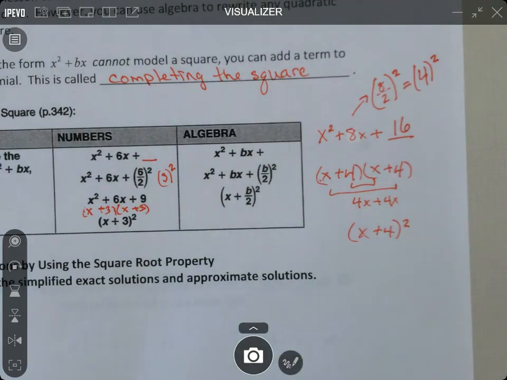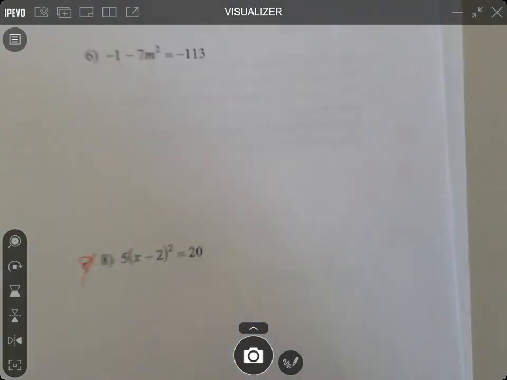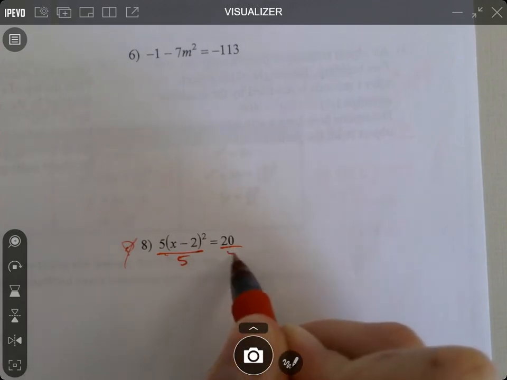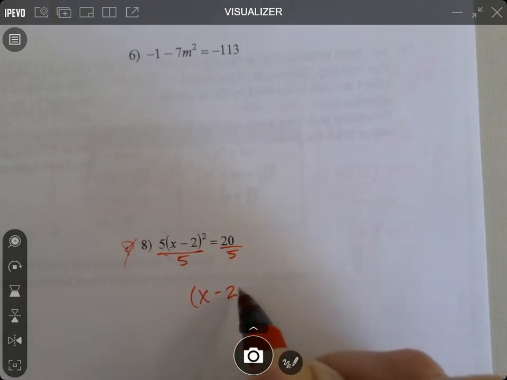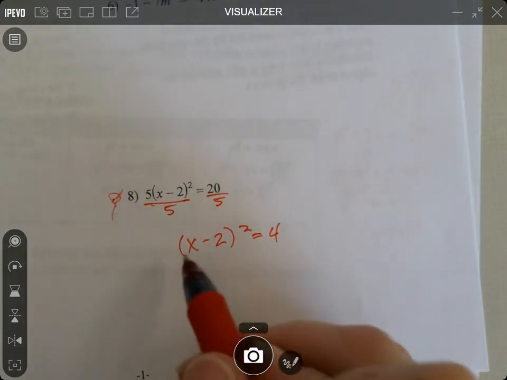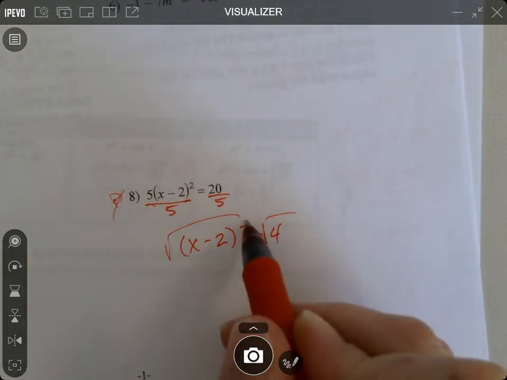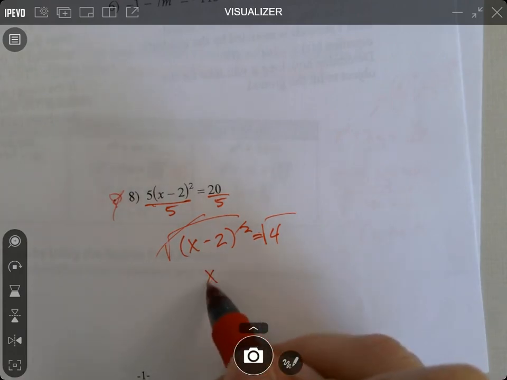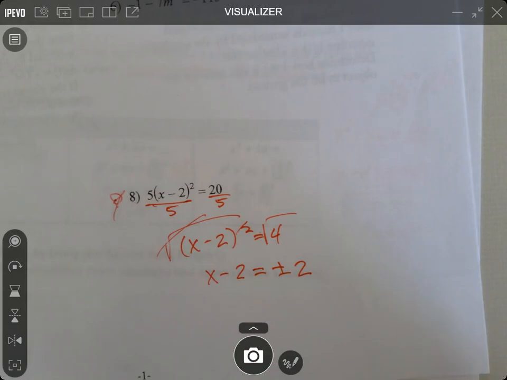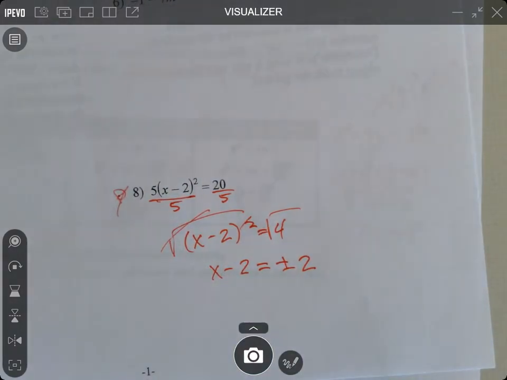So this should remind you of the problems on your homework or your practice that look like this, where the first step was we divided by 5, and we got x minus 2 squared equals 4. Do you see that we're right here now? Now I can come in and take the square root because it's a quantity squared, and I get that x minus 2 equals plus or minus 2, and then I can solve from there. That's our goal. That is what we're working towards.